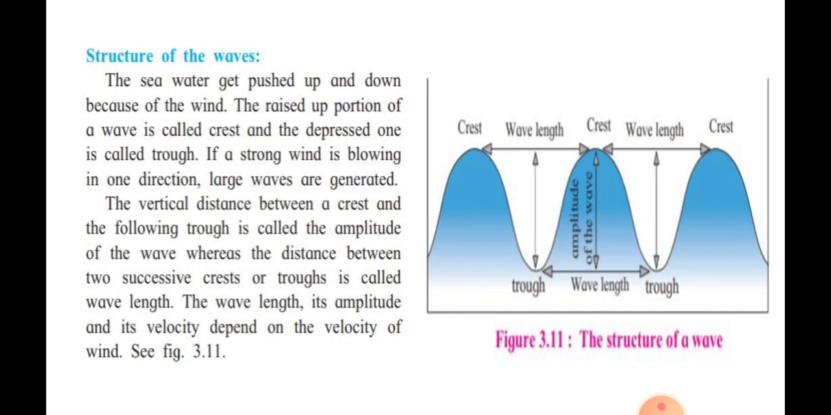The vertical distance between a crest and the following trough is called the amplitude of the wave, whereas the distance between two successive crests or troughs is called wavelength. The wavelength, its amplitude and its velocity depend upon the velocity of wind. Velocity means speed.